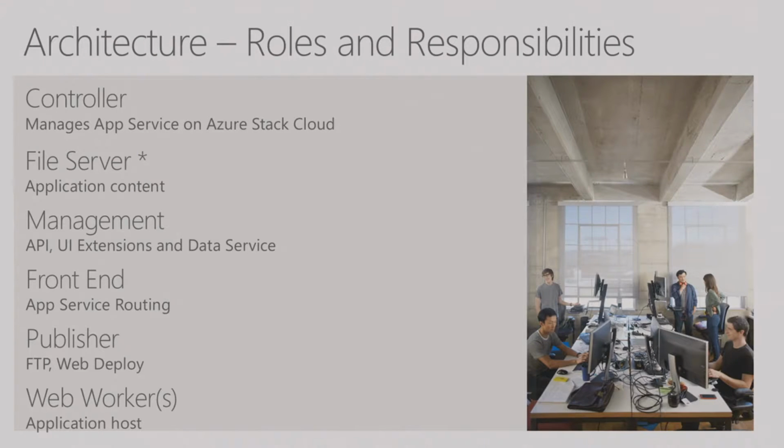Digging into the architecture of App Service on Azure Stack, we have 6 main roles. So the first thing you'll find is we have what we call a controller. And the controller is there to sit and manage and monitor App Service on the Azure Stack Cloud. And that role is to perform the WinRM functions across those roles to actually do the deployment of role software and to make sure that everything is healthy inside the file.